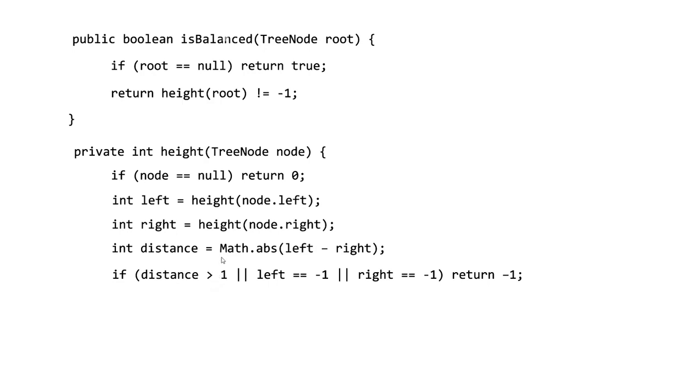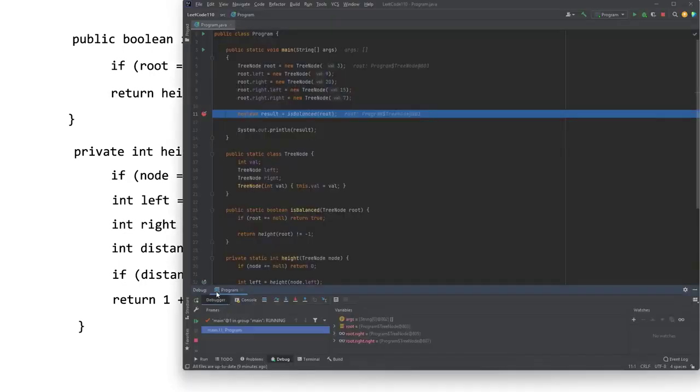So if the distance is greater than 1, which is what LeetCode deemed as balanced, if it's 1 or less, or if the left is equal to -1 or the right is equal to -1, then we're going to return -1, which will return false. Otherwise, we're going to return 1 for the current node plus the Math.max of either the left or the right. And that is it. So let's run this through the debugger.